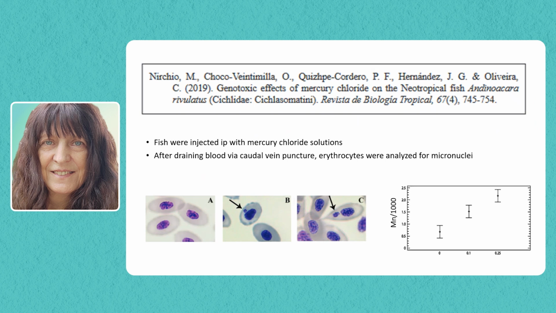This is another example of fish that were injected with mercury chloride solutions intraperitoneally, and here they took the blood via this caudal vein puncture, and they analyzed the erythrocytes, and this is what it looks like, and they got a dose response.